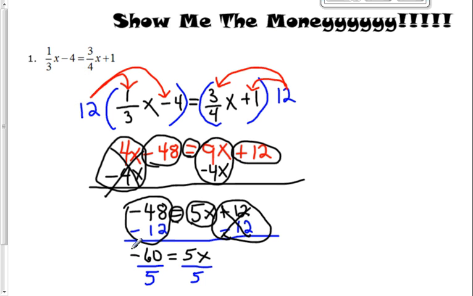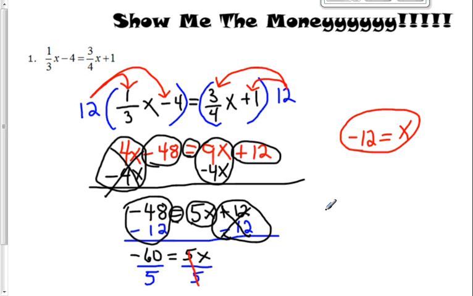So negative 60 divided by 5, do it on your calculator. Negative 60 divided by 5 is negative 12. Negative 12, and 5 divided by 5, multiplied by 5, went away, is equal to x. So negative 12 is equal to x. Okay, that was my answer for the first one.